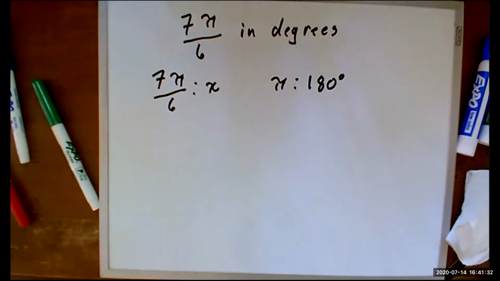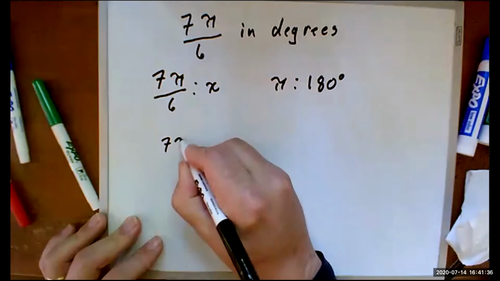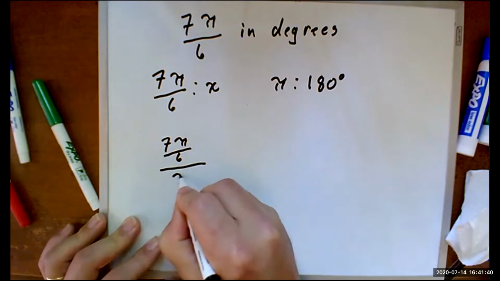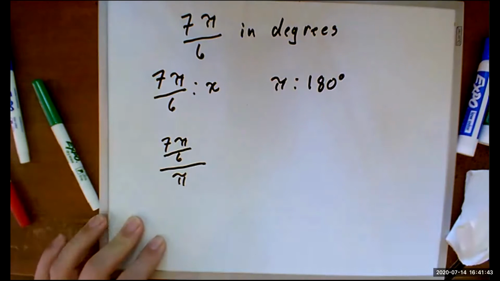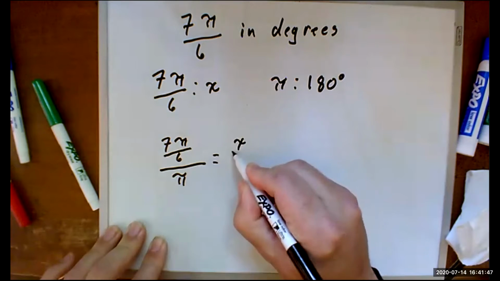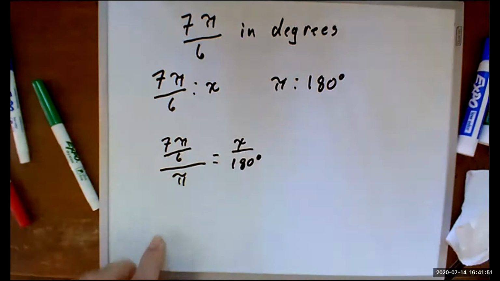Having done that, we can now go ahead and set up the ratio the way we've been doing all the way along. So this is going to look a little bit crowded for a minute. I'm going to show you how we clean it up. Okay, so that's the first side, and that is going to be equivalent to simply x over 180 degrees.